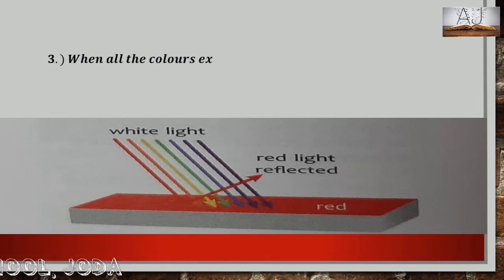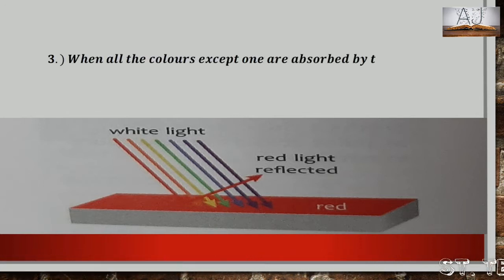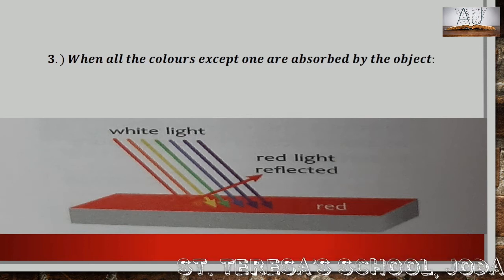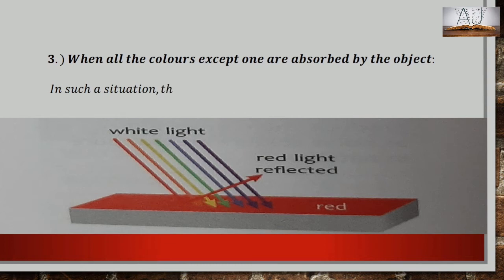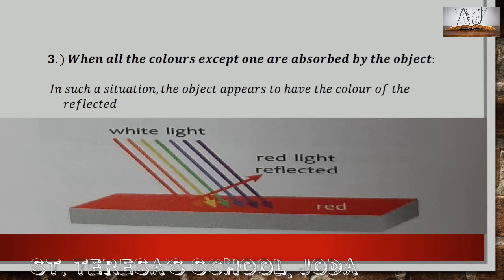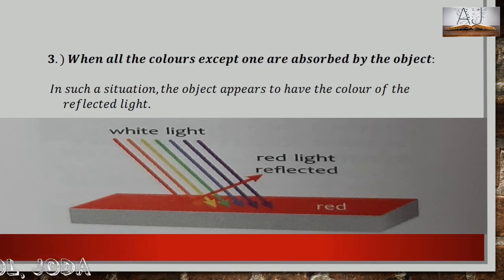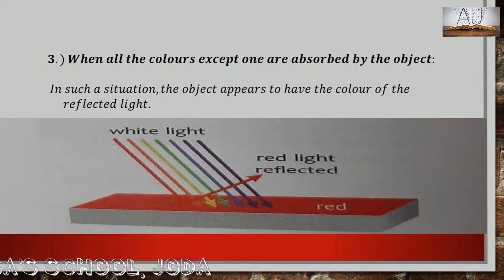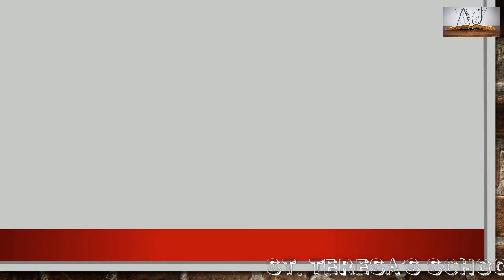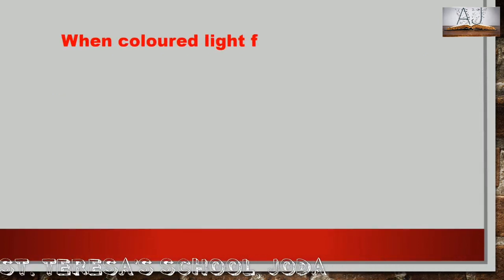Now let us see the third case. When all the colors of light are absorbed by the object, only one gets reflected. So whatever color of light gets reflected, the object also appears to be of the same color. Like in this diagram, you can see the white light, which is composed of 7 colors, is incident on the object. But the object absorbs all the light and reflects only red. So the object or the surface of the object appears red.